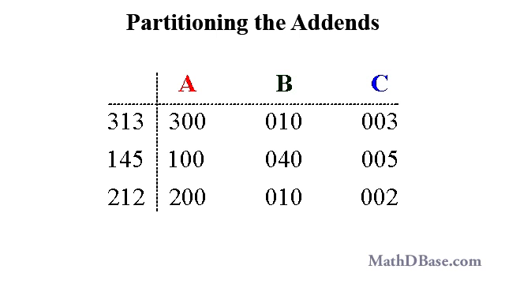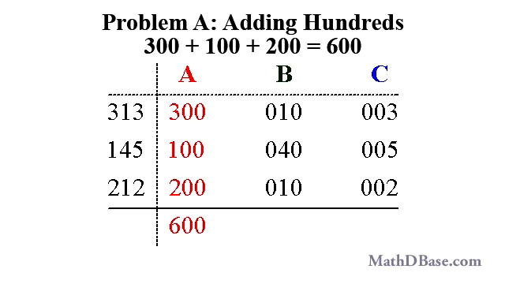For example, adding 313, 145, and 212 can be thought of as three separate problems. Since each of the numbers is in the hundreds, the three addends, the components of the sum, can be separated into columns, each with just their hundreds, tens, and units components. Problem A involves only the leftmost column of the original, the hundreds place. Adding the rows, the sum is 300 plus 100 plus 200, which equals 600. So the sum of the original problem will be at least 600.